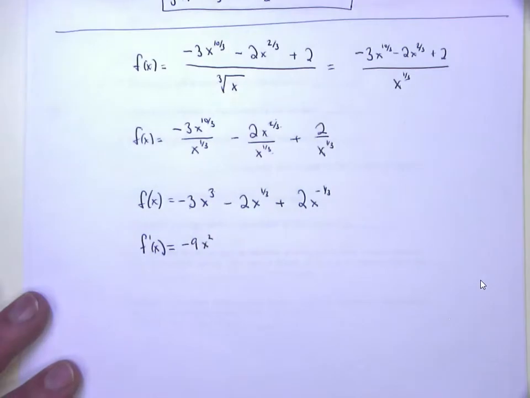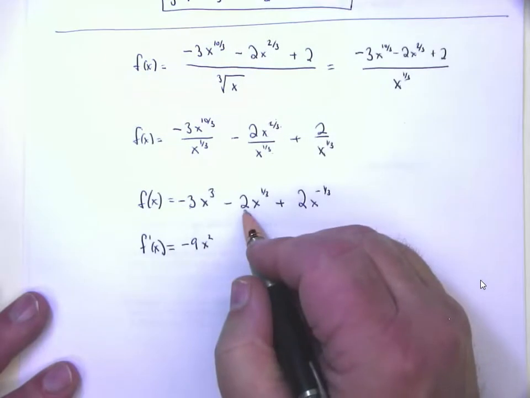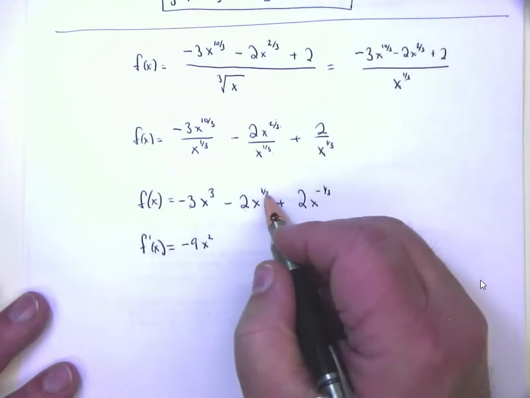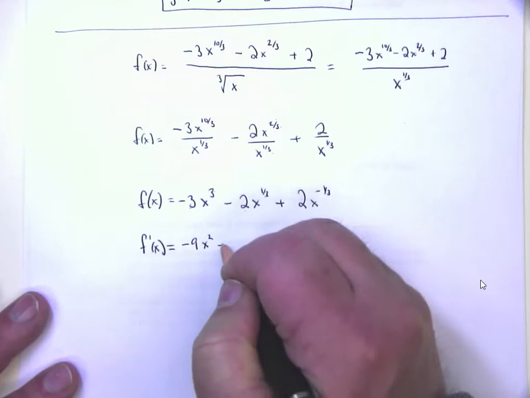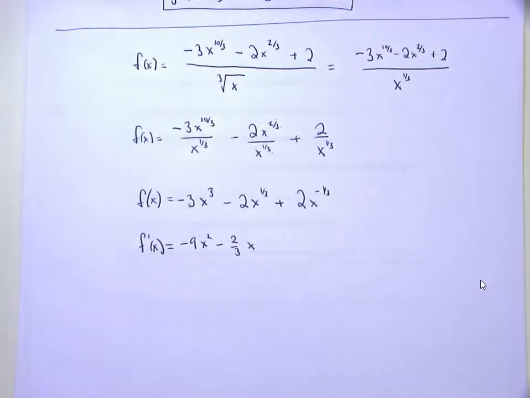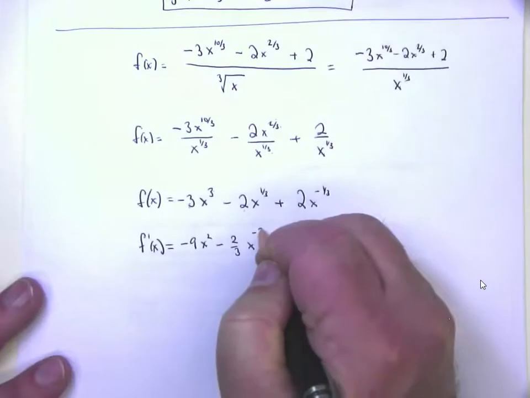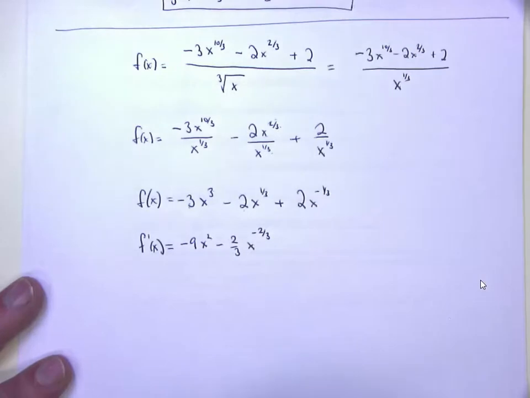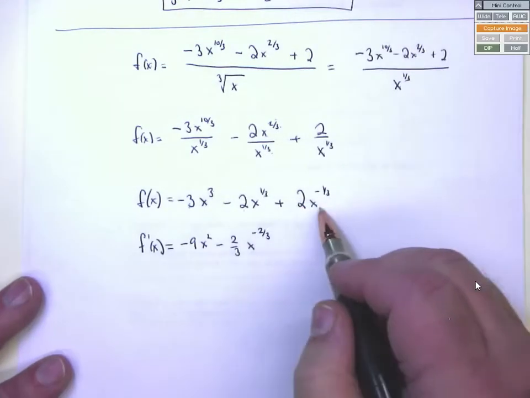Do the same thing even with fractions here. I've got negative 2x to the 1/3. Multiply 1/3 by negative 2, that gives you negative 2/3 x. But then you got to subtract 1. What is 1/3 minus 1? Very good, negative 2/3. And then the last one, I've got 2x to the negative 1/3.